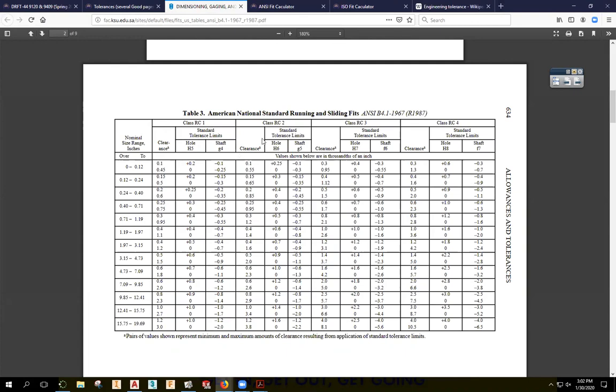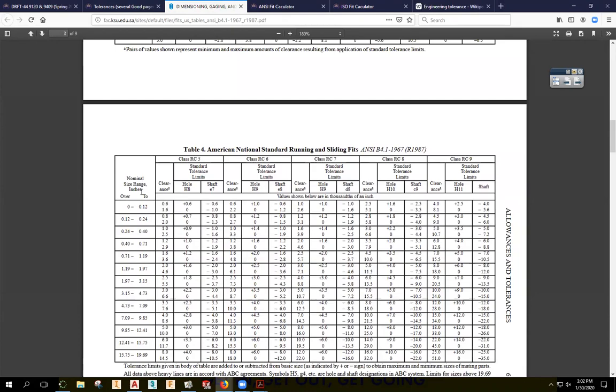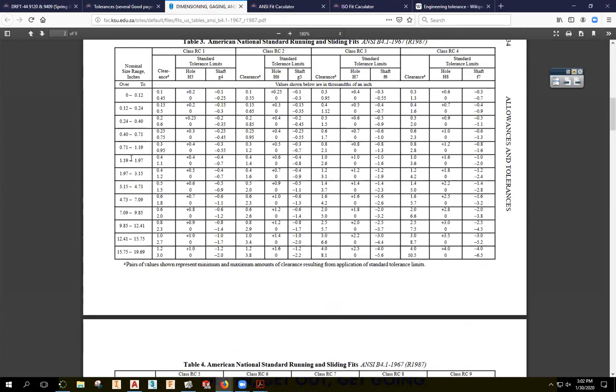If they call it the fit, then you have to figure out what size to make it. Okay? So the way the chart works is at first you come down the side to figure out what size it is. So let's say I was going to do a 1/2 inch hole. So I'm going to come down here until I get to the 1/2 inch. So 1/2 inch is between 0.4 and 0.71.